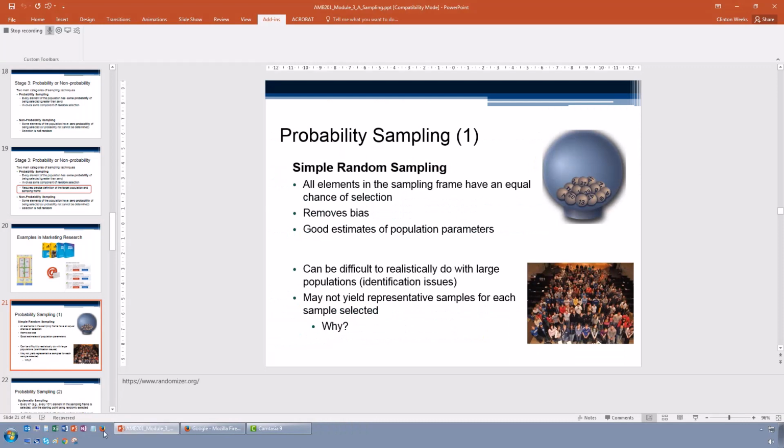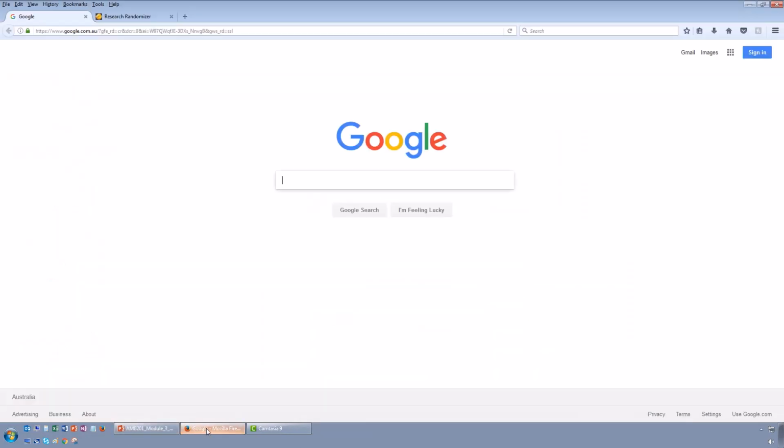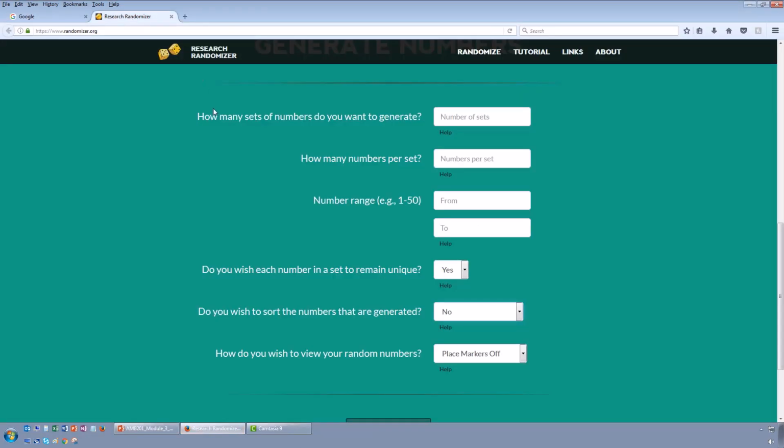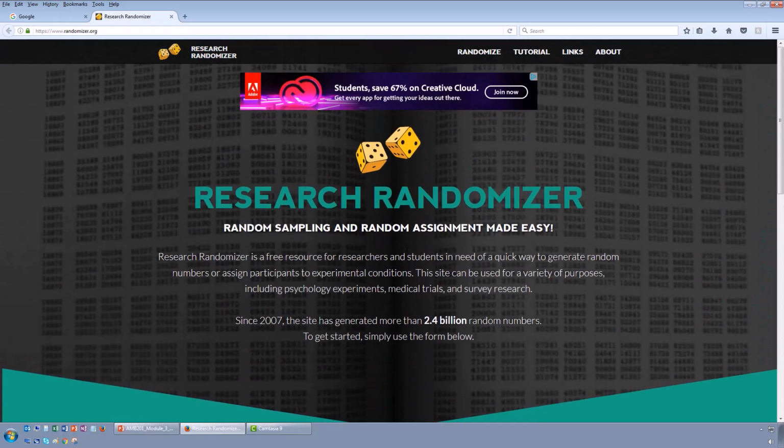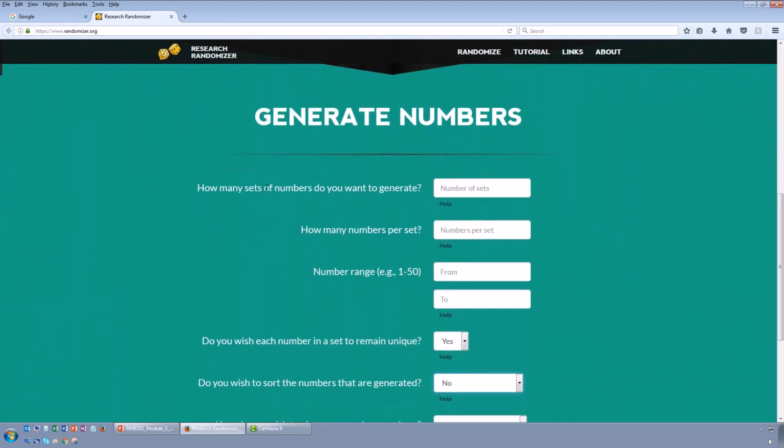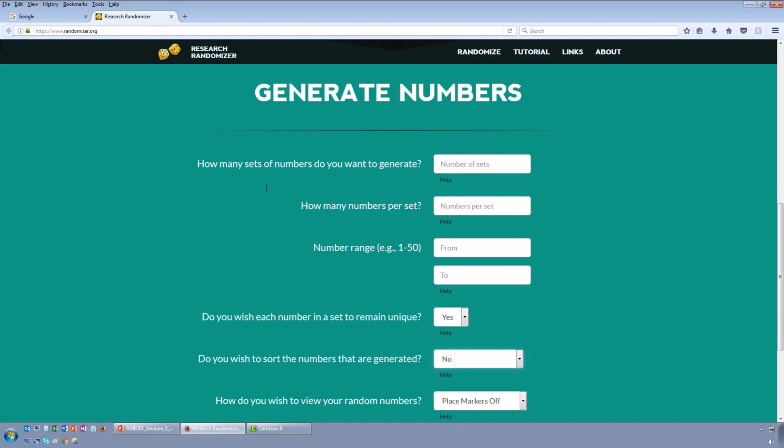And I've got an illustration of that you can use yourself if you'd like to see how small samples don't necessarily produce representative samples. So I found this randomizer or random number generator online, and it's just at randomizer.org, and I'm going to generate a few different samples of 5 numbers. So I'm going to generate, say, 10 different samples, each with 5 numbers. I want those numbers to range from 1 to 500.